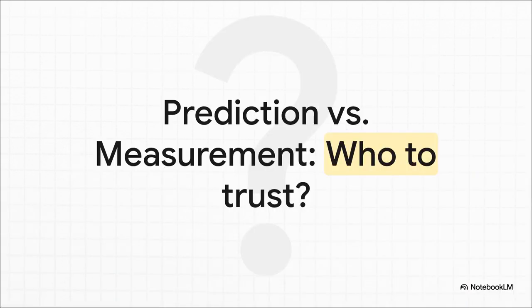You've got two pieces of information, right? You have a prediction, what your model thinks is happening, and you have a measurement from a real-world sensor. But here's the catch. Neither one is perfect. They're both a little bit noisy. So who do you trust more?